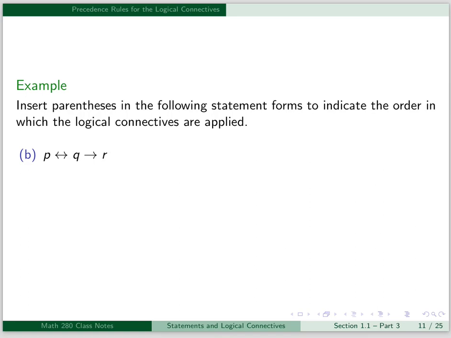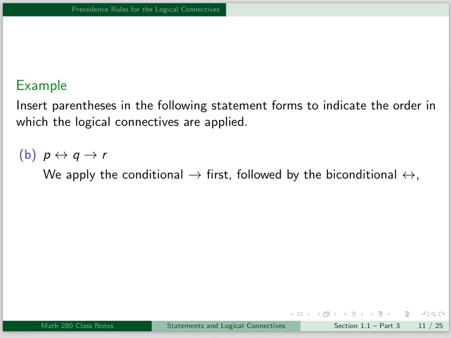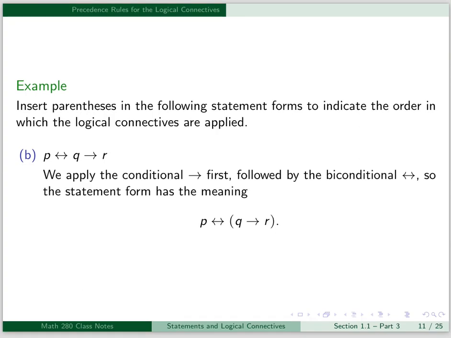Next we have P if and only if Q implies R. We apply the conditional first, followed by the biconditional. So this statement form has the meaning P if and only if (Q implies R).